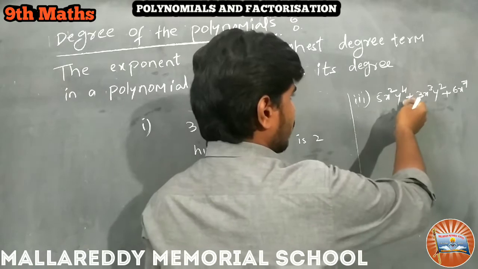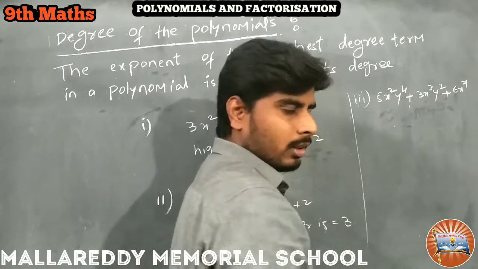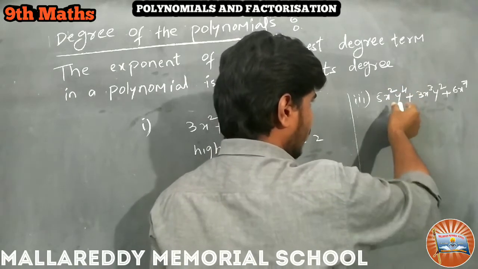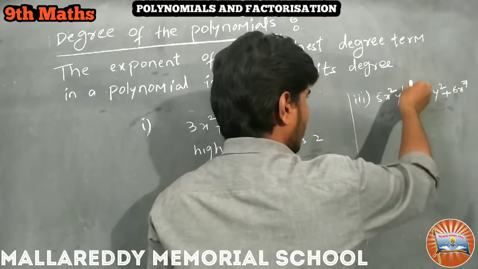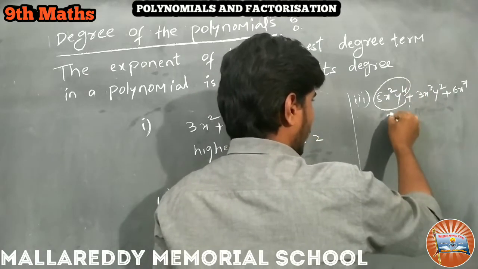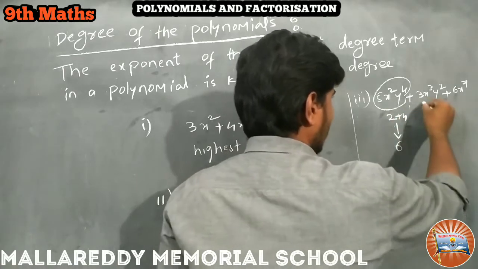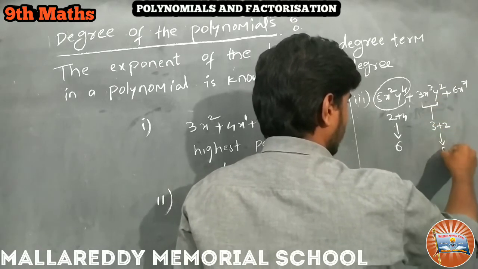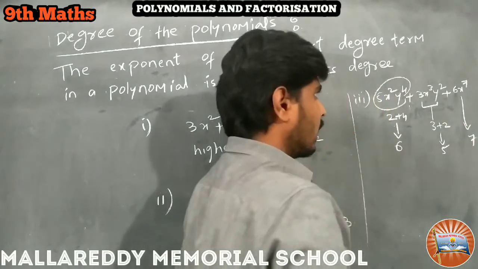So what is the power of this term? It means the degree of this term. The involved variables are x and y in this polynomial. The degree of this term is found by adding the powers: 2 plus 4, that is 6, and here 3 plus 2, it is 5. Here 7 is the degree of this term.